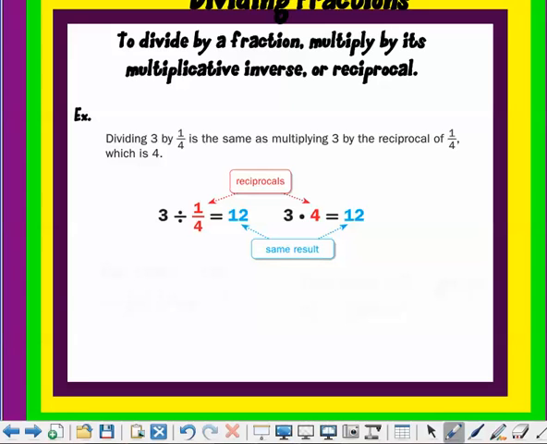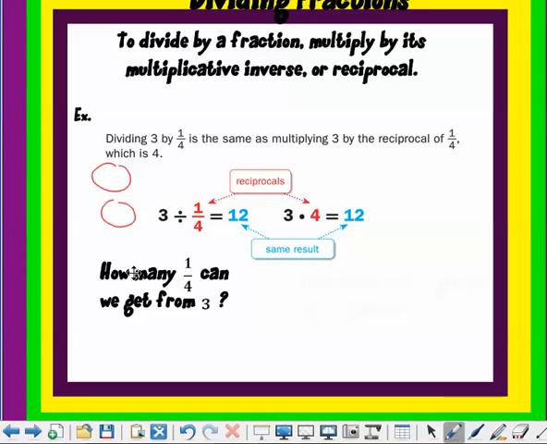To divide by a fraction, we need to multiply by its multiplicative inverse, or its reciprocal. If you'll take a look at this example and this explanation, the first problem asks us to divide 3 by 1/4, and that means we are being asked how many 1/4 can we get from 3. So that'd be like how many 1/4 size slices could we get from 3 pizzas? And we know that that would be 12, because if we think about 3 pizzas divided into fourths, we get those 12 slices.